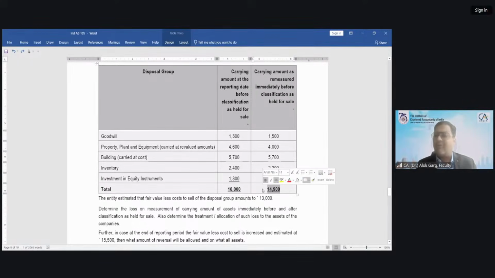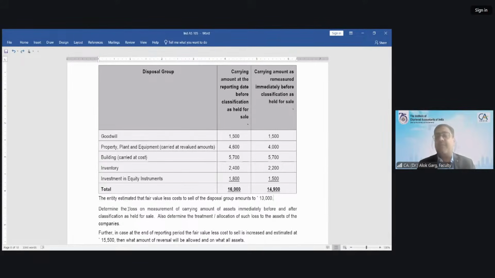It is a normal change, right? So 14,900. Since the 1,100 change is a normal change, like your PPE is going to be depreciated, your intangible assets are going to be amortized. The entity estimated that fair value less cost to sell of the disposal group amounts to 13,000. So now from 14,900 is what?